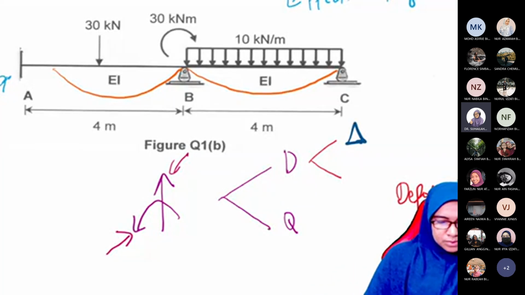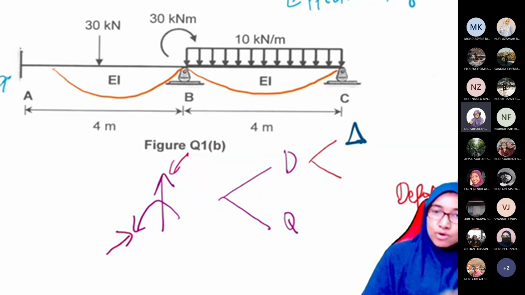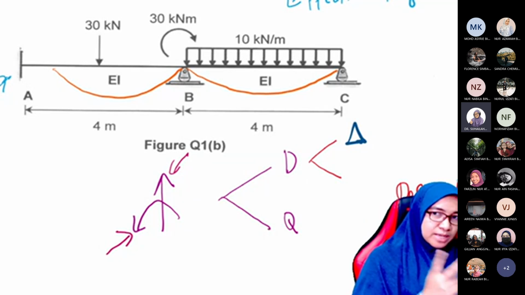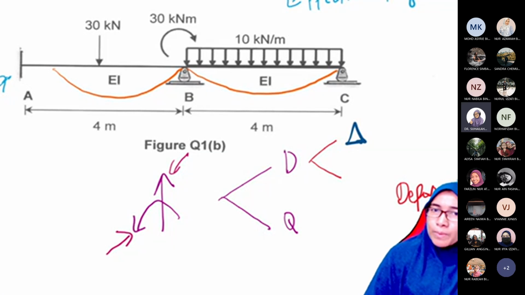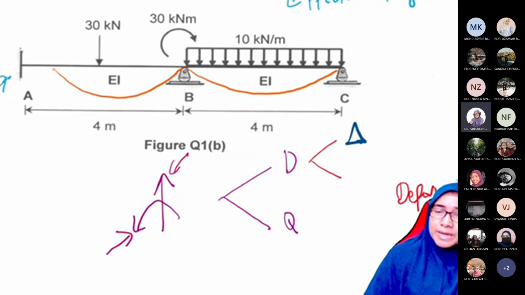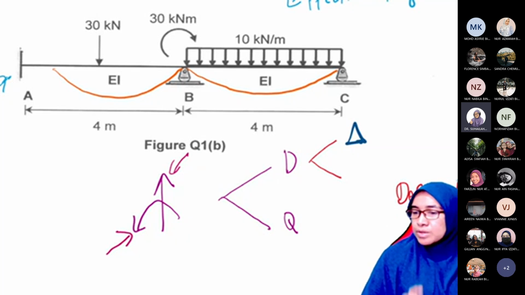Turning. No. Dia satu patah perkataan je. You sebut dia sekali je. Rotation tiga suku kata. Rotation ni satu kali sebut je. The other name of rotation. Moment. No, moment is forces. Now we talk about displacement. Moment is forces. One of the forces. Moment is Q. Now we talk about D.